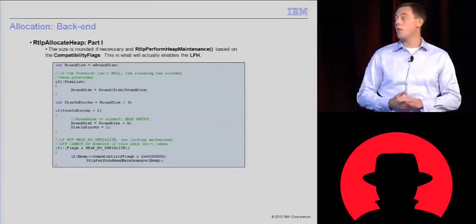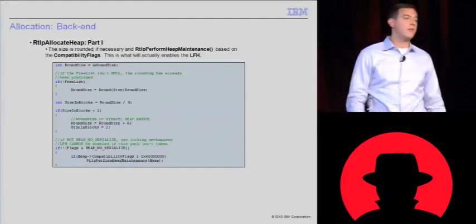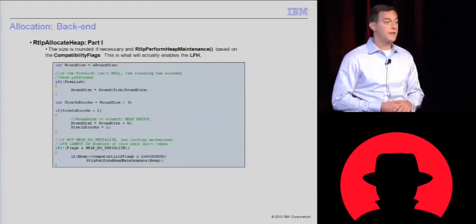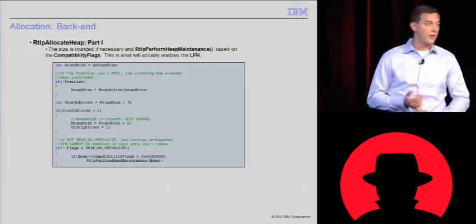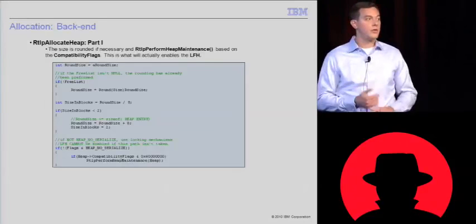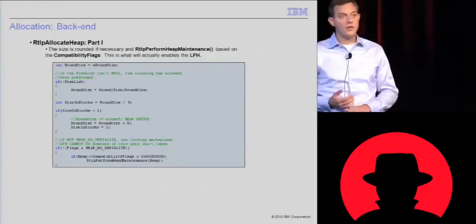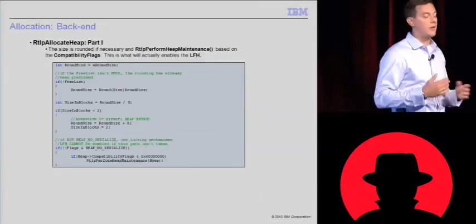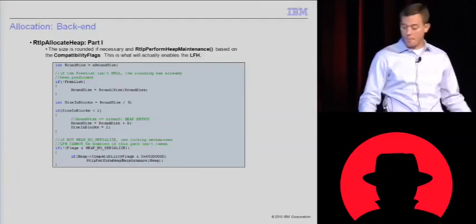If serialization is supported, it checks the compatibility flags. If these certain flags are set, it calls this function, perform heap maintenance. This is what will actually activate the low fragmentation heap. If you just create a heap and start making allocations, they will not come from the low fragmentation heap. They will come from the backend manager until certain heuristics are met.